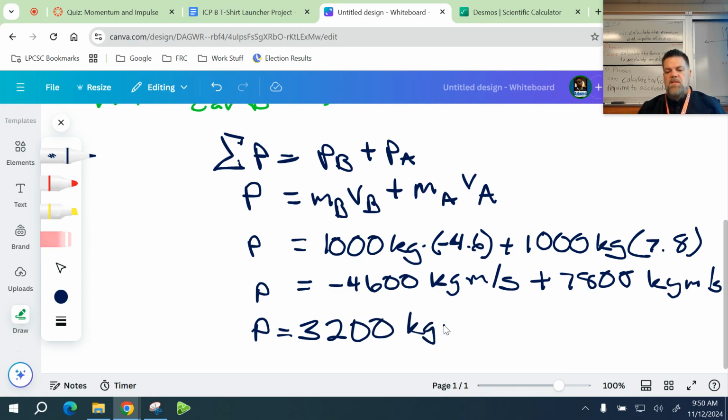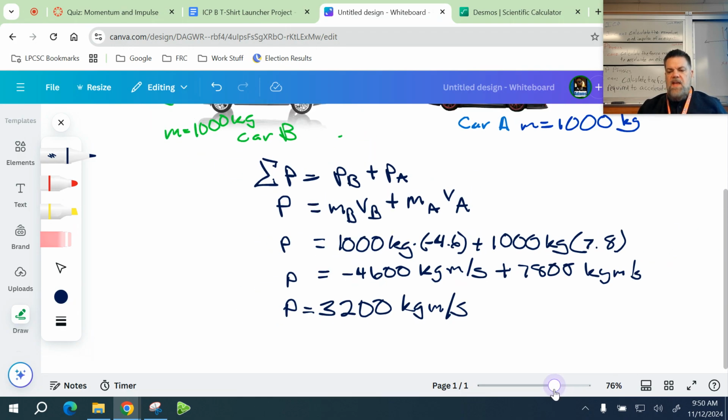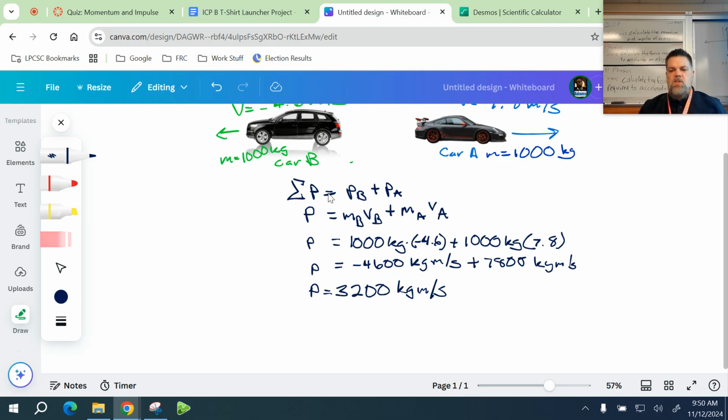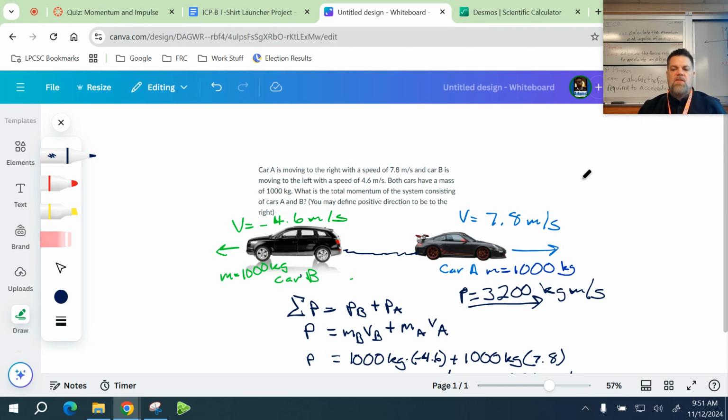I'm going to zoom out a little bit so we can see all the math on this. That means if these two were connected with some sort of chain, and the cars wouldn't break and the chain wouldn't break, the overall momentum would be in this direction, right? And that momentum, capital P, would be 3,200 kilogram meters per second. So that Porsche would pull that SUV because the velocity is going so much faster.